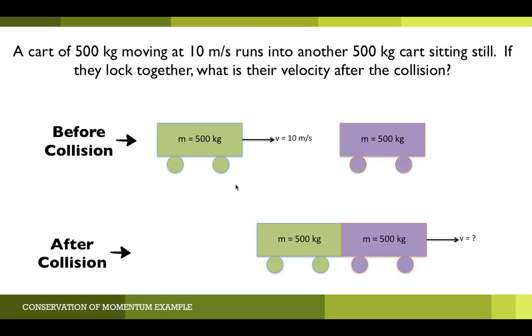Say we have a 500 kilogram cart moving at 10 meters per second, runs into a second 500 kilogram cart that's sitting still, and they lock together. So let's say they're train cars or something like that. So as soon as they hit, they get latched together. We want to know what would be the velocity of the two cars after they're attached. So after they hit, they're going to move together as one large cart.